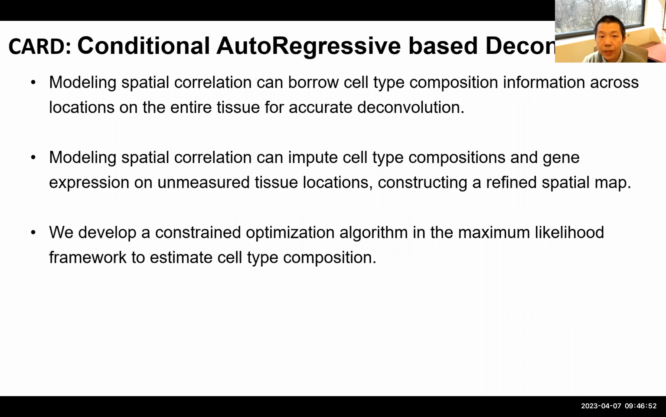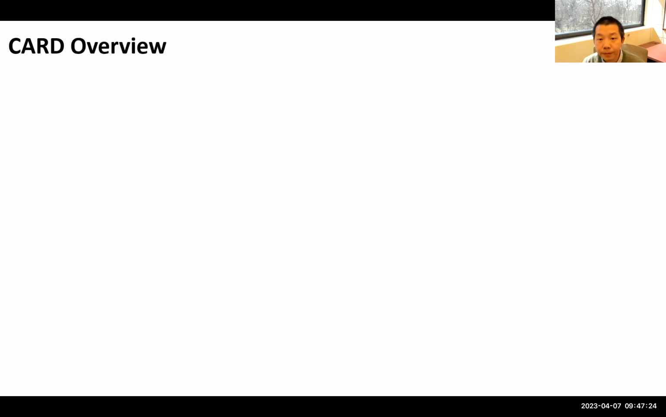Modeling such correlation is very important. Not only can it borrow cell type composition information across neighboring locations, across the entire tissue, to get better performance for deconvolution, but it can also help you impute cell type compositions as well as gene expression levels on unmeasured tissue locations. Therefore, it allows you to construct a very refined spatial map. And for this model, we developed a constrained optimization algorithm in the maximum likelihood framework to estimate the V matrix.